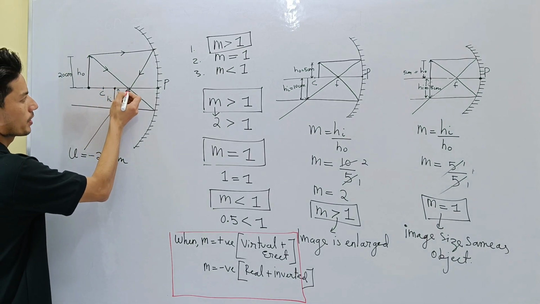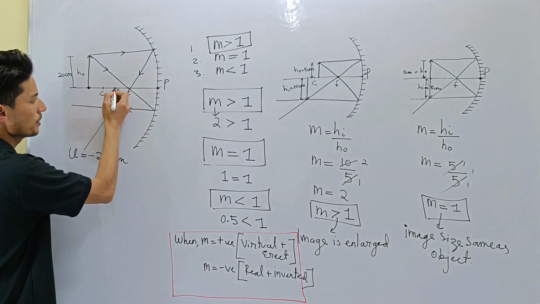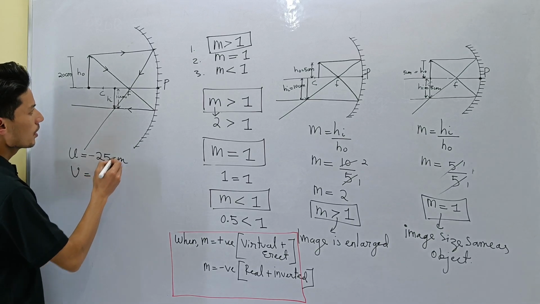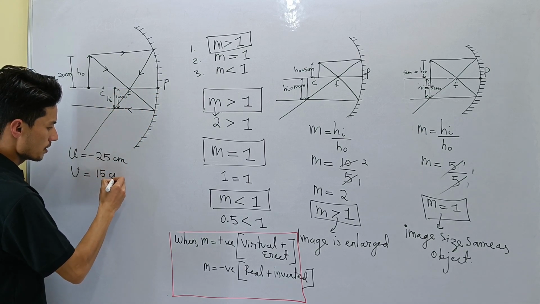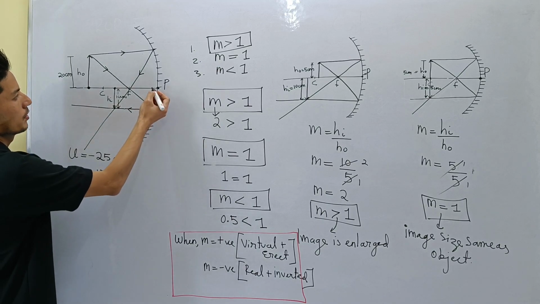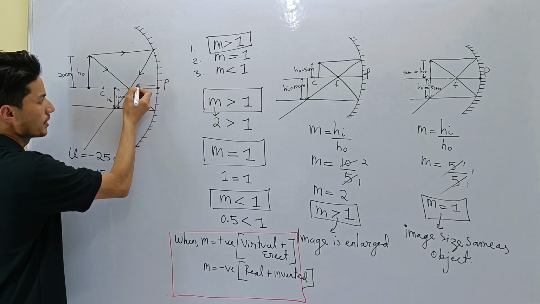Okay, so from here to here it will be 5, because from here to here is 10, it's in the exact middle, so it will be 5. So v will be how much? V is how much? From here to here is 10 plus 5, 15. It will be 15 centimeter. All right, 15 centimeter. Now the image is here, so while measuring the image we will be going like this.